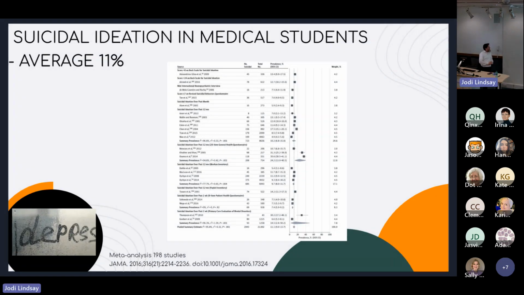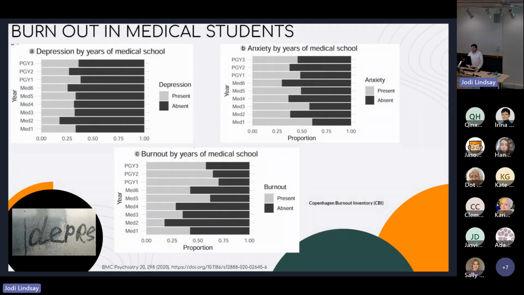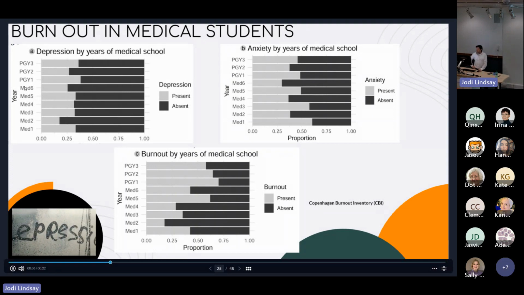And if you then look, this paper went into suicidal ideation, which obviously leads to suicide eventually. And the average they found is 11%, so that's quite high. This study here is actually from Nepal. You can see they did studies for each single year in this medical education, and you can see again around 25 to 30% struggle with depression, a little more anxiety.